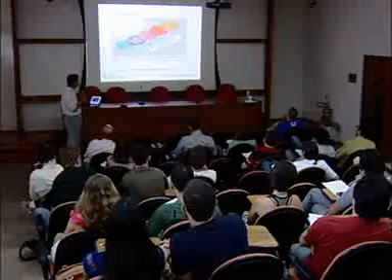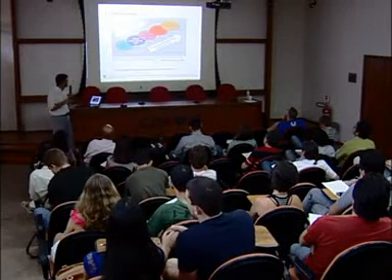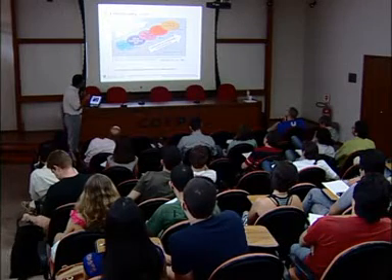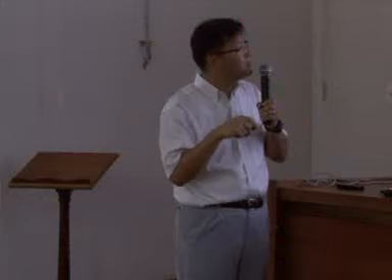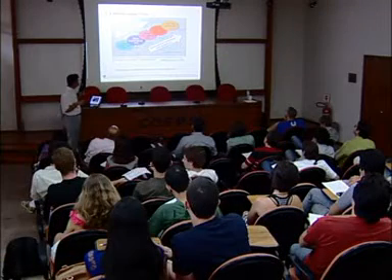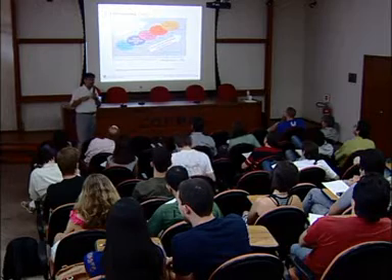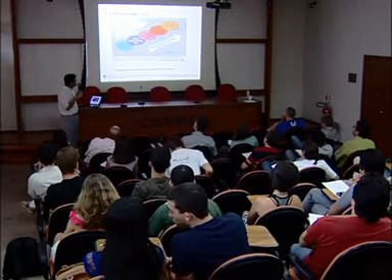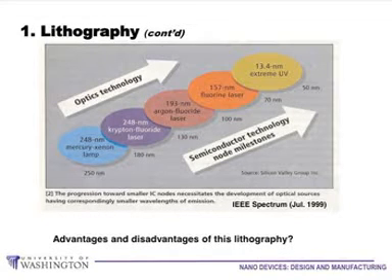So conventional UV light is about 400 nanometer. It was scaled down to 250 nanometer and 180, and then the wavelength now becomes 13.4 nanometer. Using this extreme UV light, these days about 17 nanometer patterns are made. That's the current state of the art.